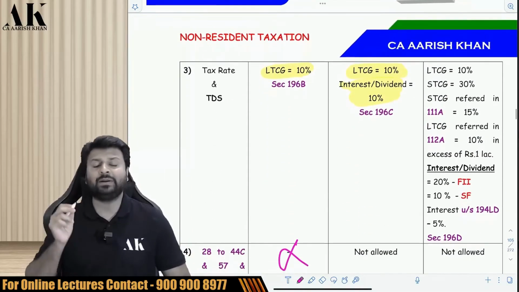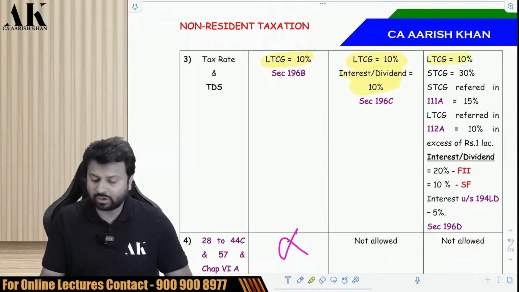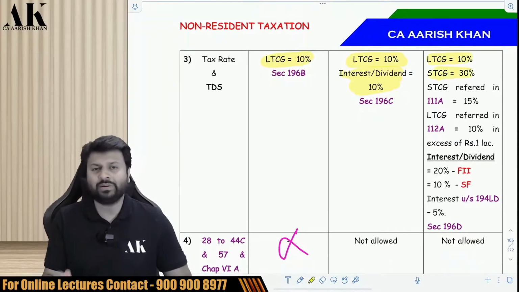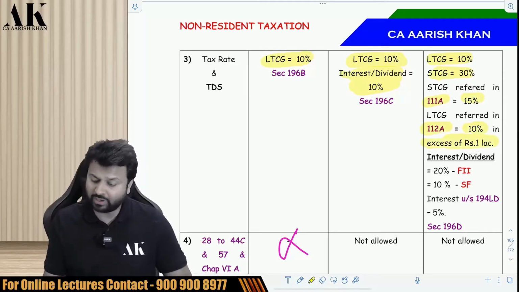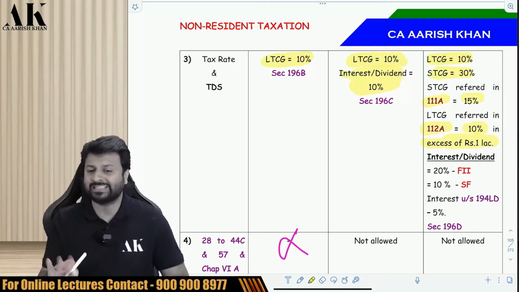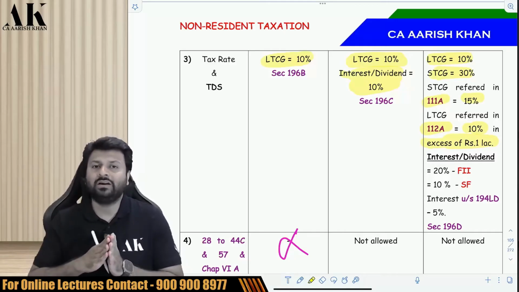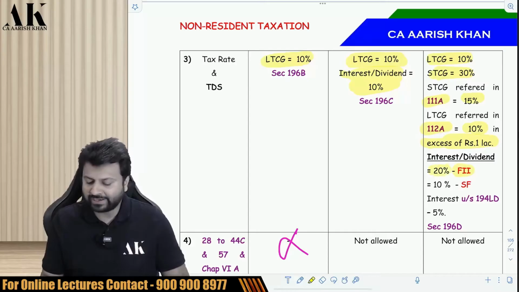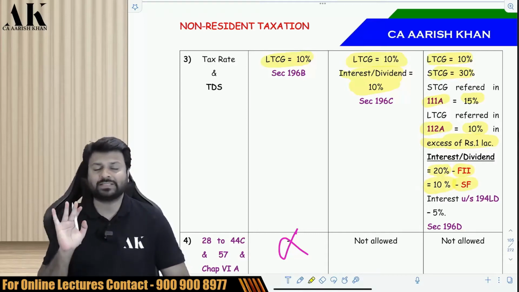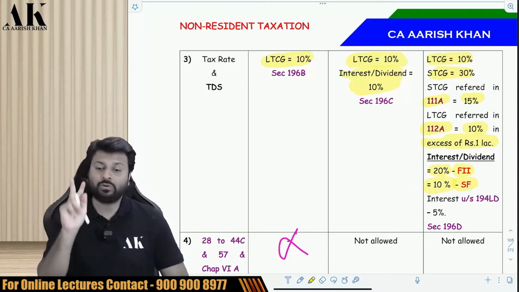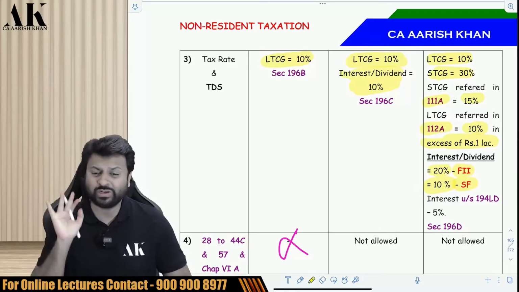Now there are multiple rates over here. LTCG, the normal LTCG at 10%, the normal STCG at 30%, 111A will be at 15% only, 112A will be at 10%, and you will also get 1 lakh exemption that everybody gets. And for interest and dividend we are doing some kind of discrimination. For FII the interest and dividend will be taxed at 20%. For specified fund there is a lower rate, that is it will be taxed at 10% only. So FII interest dividend 20%, but for specified fund it is only 10%.